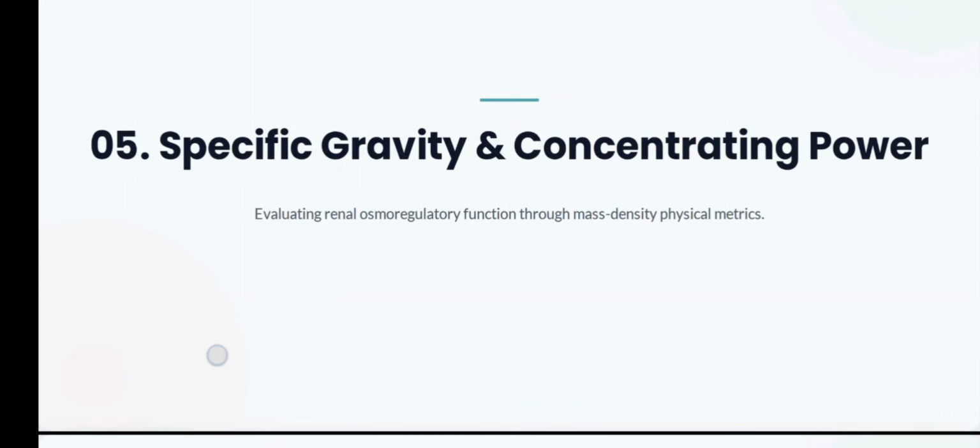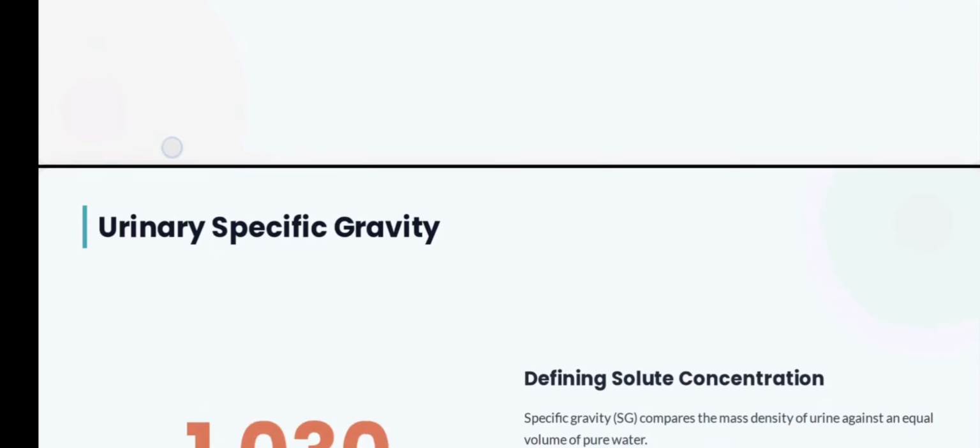Specific gravity and concentrating power. Evaluating renal osmolarity function through mass density physical metrics. Specific gravity measures the concentration of dissolved substances in urine. It helps assess the concentrating ability of the kidneys.